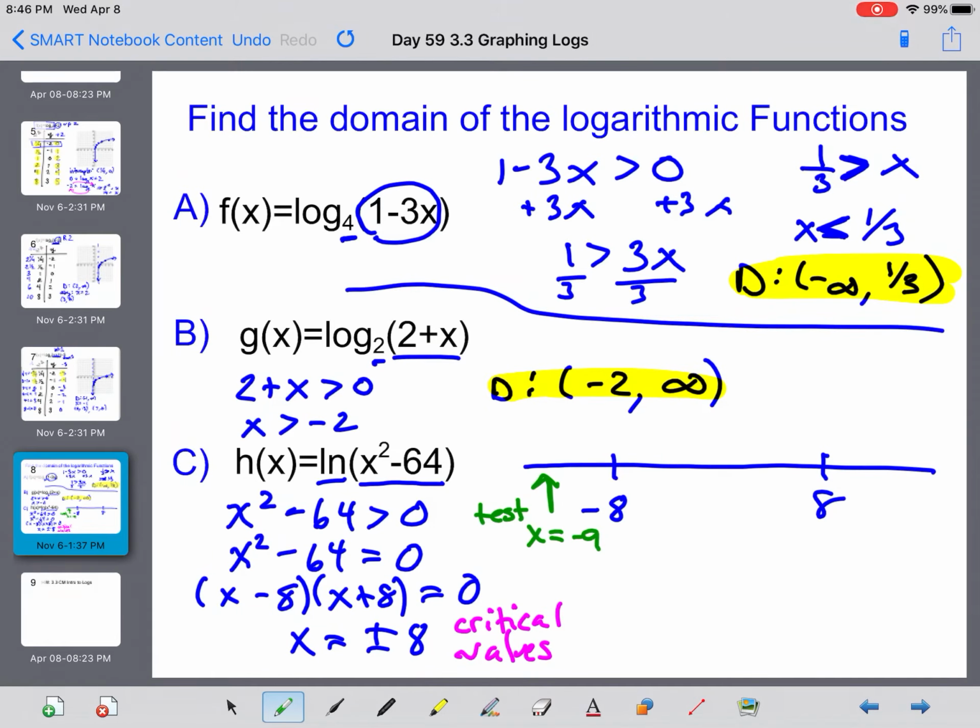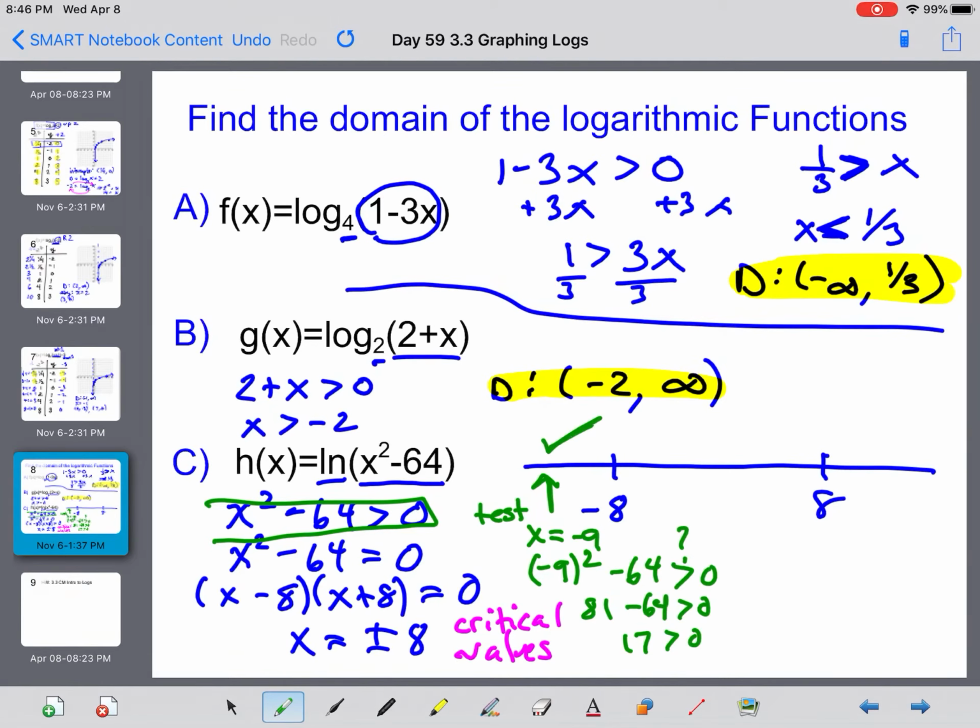And so what's going to happen is this number is going to get plugged back into my original inequality right here. And I'm going to see whether or not I have a true statement. Because remember, I need to maintain that argument as a number that's greater than 0. So I'm going to plug in -9, and that gets squared. So is -9 quantity squared minus 64 greater than 0? So is 81 minus 64 greater than 0? It totally is. Whatever that value is, I guess, 17? It is certainly greater than 0. So that tells me that this interval to the left of -8 works.